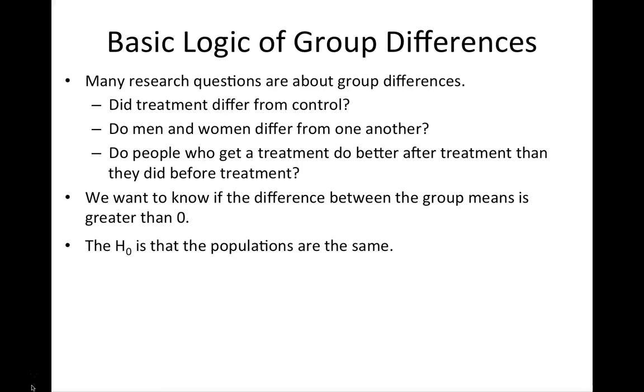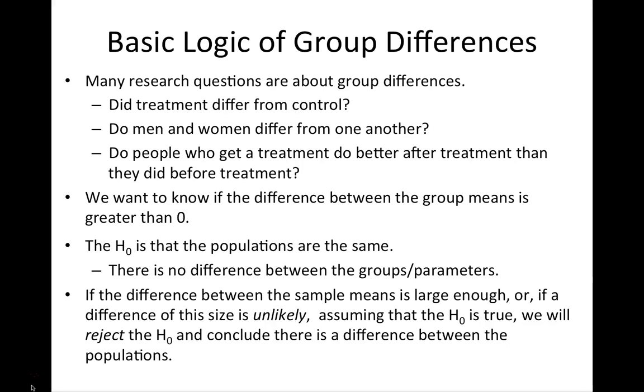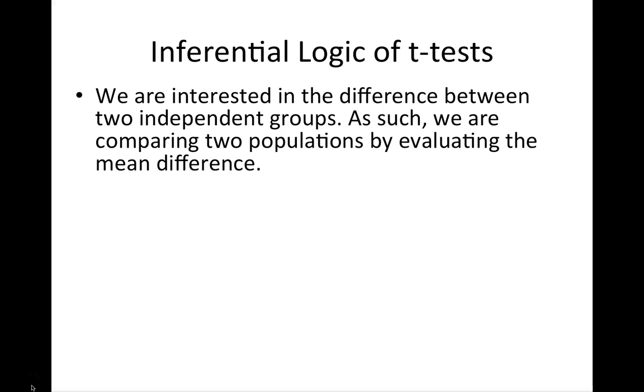The null hypothesis is that the populations are essentially the same. In other words, there's no difference between the groups or between the population parameters. The population means is what we're estimating here. So if the difference between the sample means is large enough, or if a difference of this size is unlikely, assuming that the null hypothesis is true, we'll reject the null hypothesis and conclude that there is a difference between the populations.